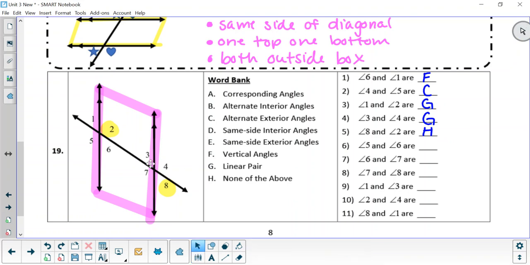So the last one I'm going to try with you is 5 and 6. So there's 5 and 6. Again, one inside, one outside. They're in the same section right next to each other. It is again a linear pair. But I'm going to leave numbers 7 through 11 for you to try. And again, you can check the answers on Schoology in our packet, or you can come see me during Flex or after school.